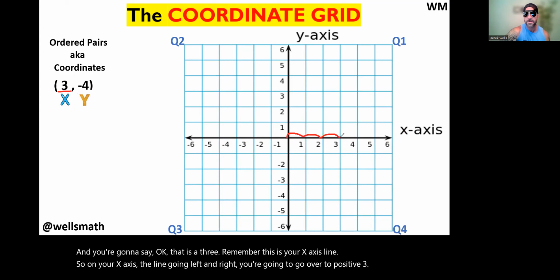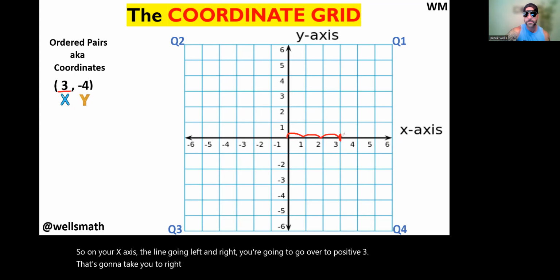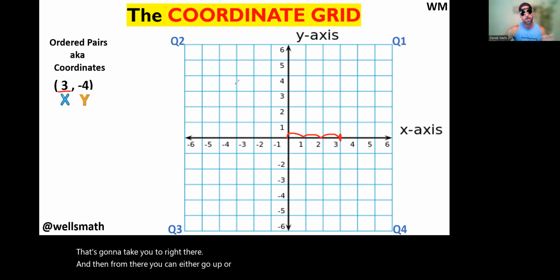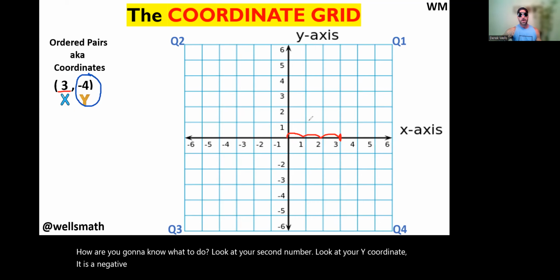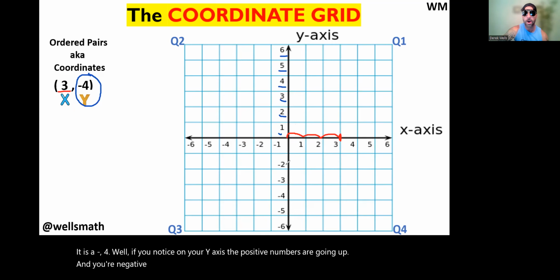That's going to take you to right there. And then from there, you can either go up or down. How are you going to know what to do? Look at your second number. Look at your y coordinate. It is a -4. Well, if you notice on your y-axis, the positive numbers are going up and your negative numbers are going down.